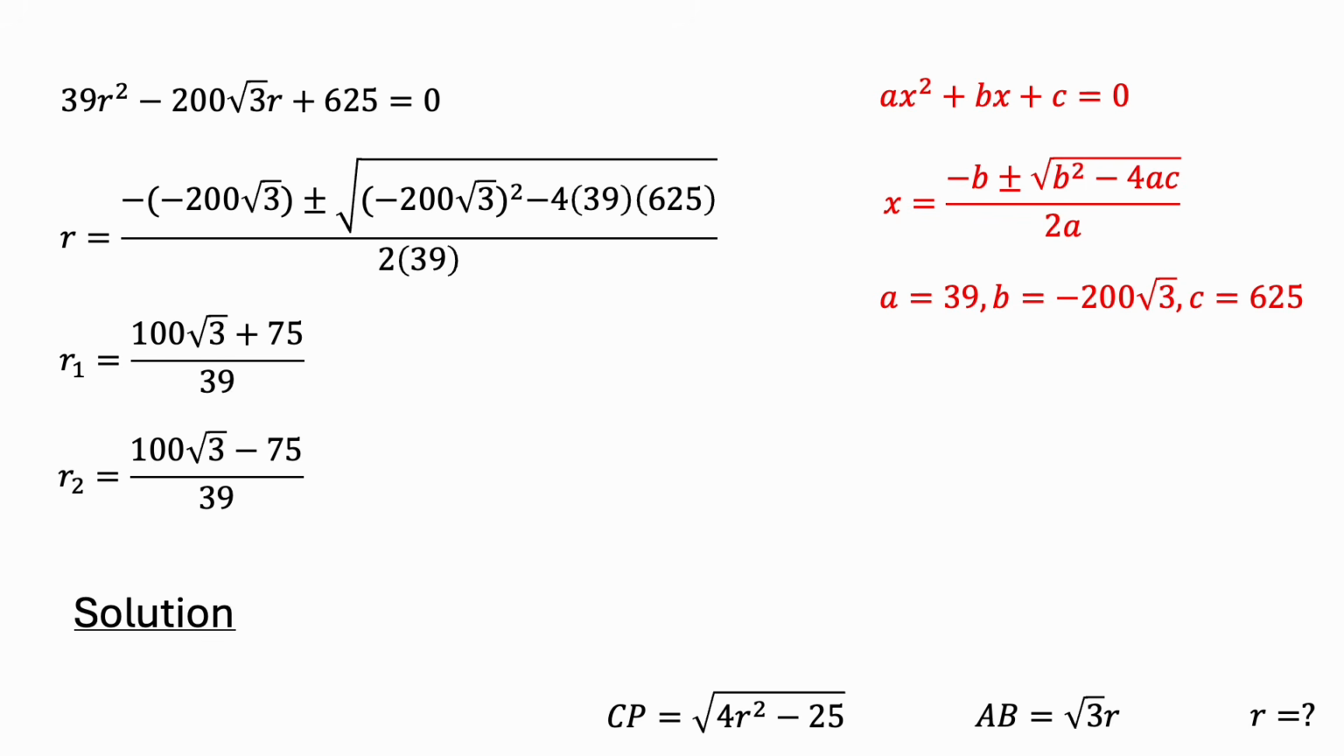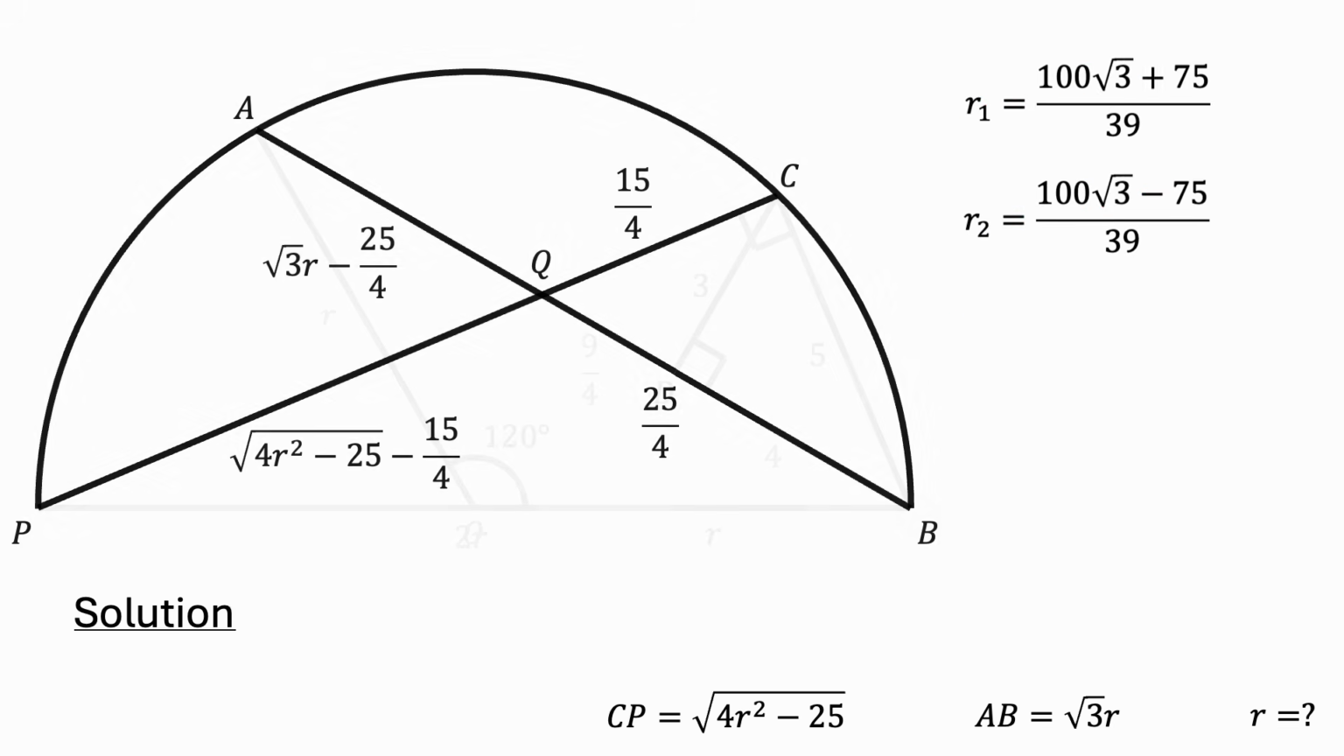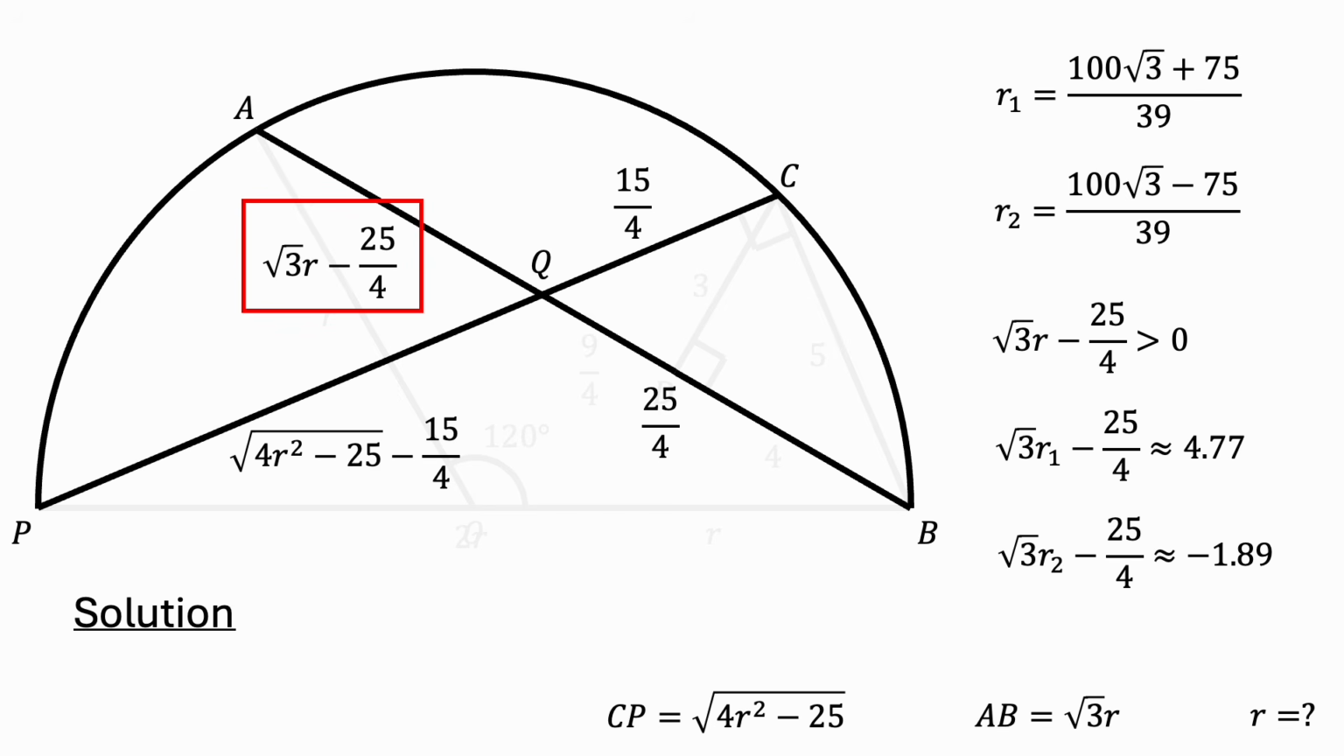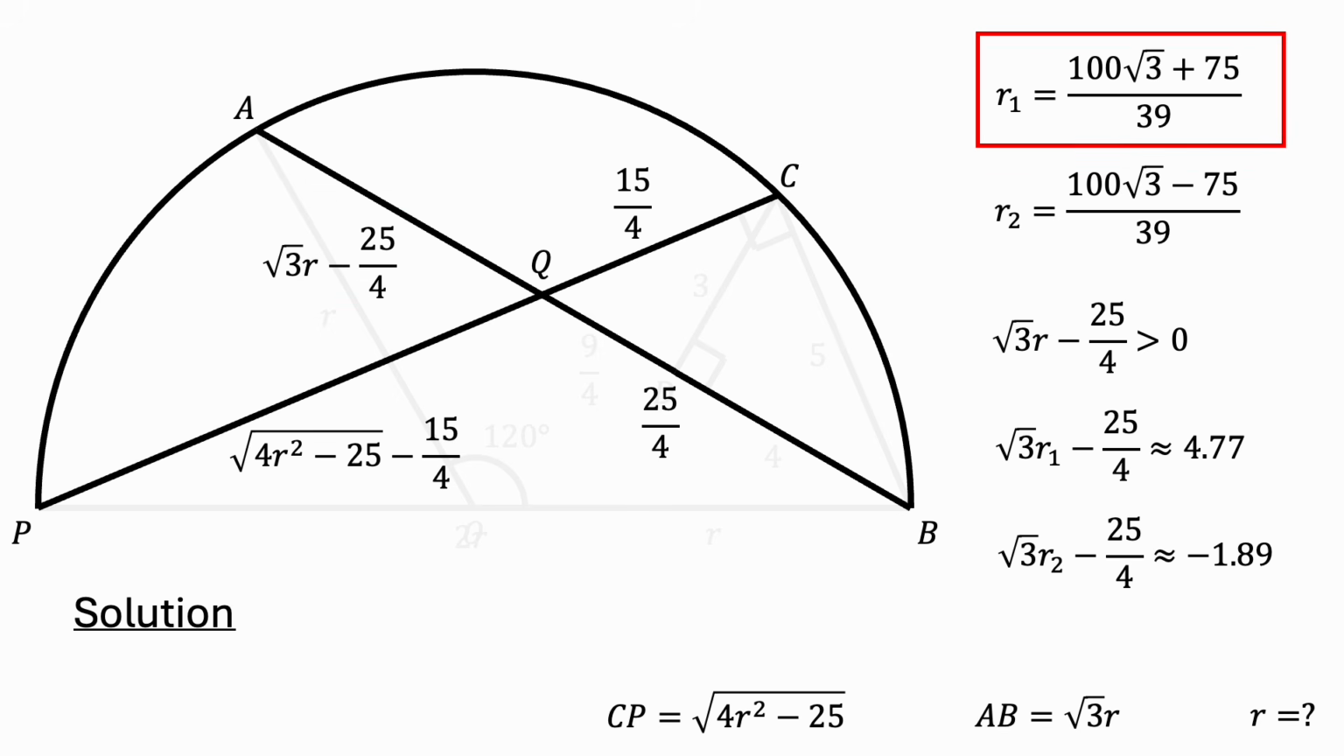minus 75) over 39. To determine the correct value of R, let us return to the diagram. Since AQ equals square root 3 R minus 25 over 4, we require square root 3 R minus 25 over 4 to be positive. Square root 3 R1 minus 25 over 4 is approximately 4.77, while square root 3 R2 minus 25 over 4 is approximately minus 1.89. Therefore, R1 equals (100 square root 3 plus 75) over 39 is the answer.